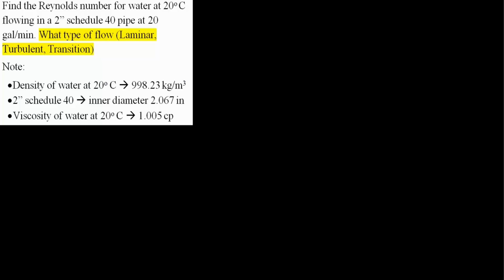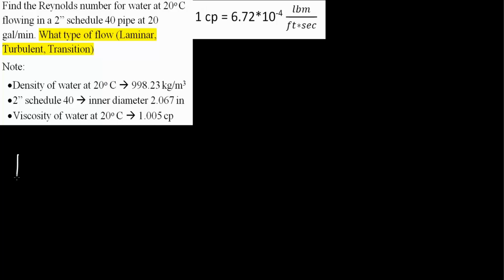As a note, the density of water at 20 degrees Celsius is this number right here. For a 2-inch Schedule 40 pipe, the inner diameter is 2.067 inches. And lastly, viscosity of water at 20 degrees Celsius is equal to 1.005 centipoise. So Reynolds number is equal to D, the length of the flow, times the flow velocity times density, divided by viscosity.